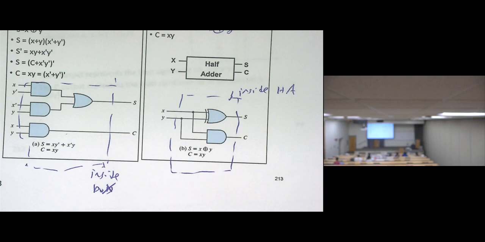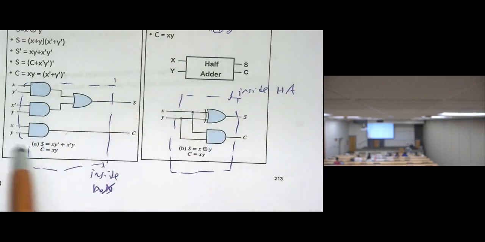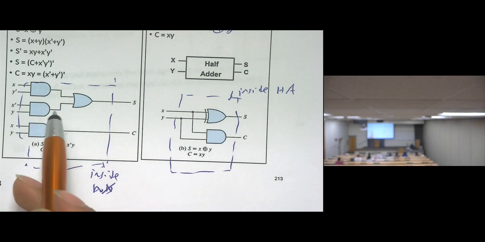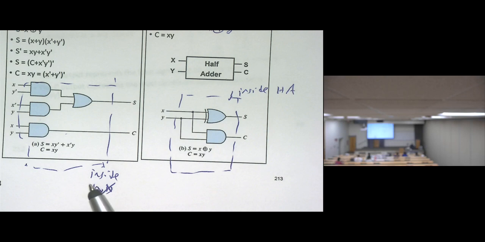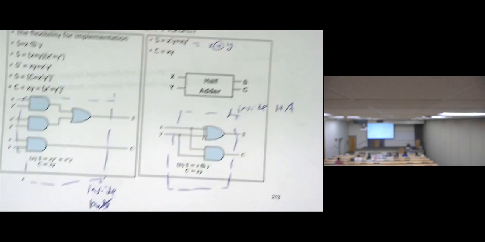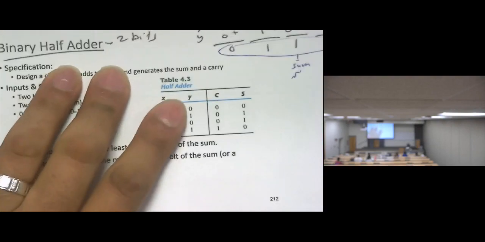Okay? And in this case, if someone says this is an AND-OR, can you make it NAND? Yes, we can make it. Can you make it NOR? We can make it, right? We've already taken the first exam, so I think everyone should be familiar with this. So this is the half adder. The half adder has x and y, which is 2 bits.